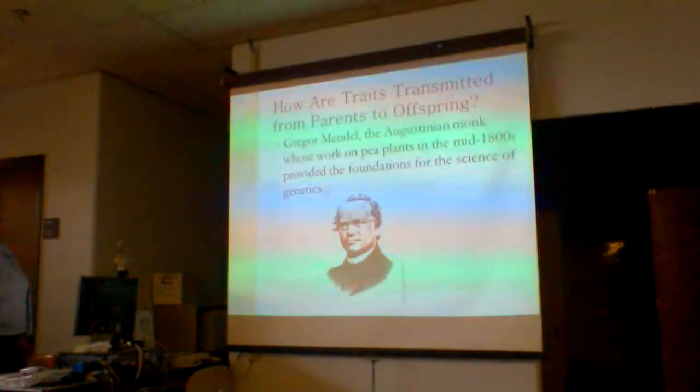Now, one of the biggest things in this chapter is how are traits transmitted from parent to offspring. So they introduce in this chapter a guy named Gregor Mendel. Gregor Mendel was a monk. He worked in the mid-1800s looking at transmission of traits from generation to generation in pea plants and some other organisms. And that kind of forms the basis of this science that was born called genetics.